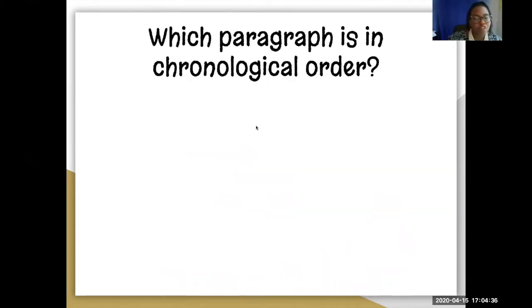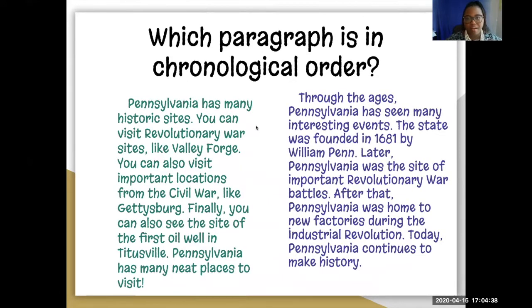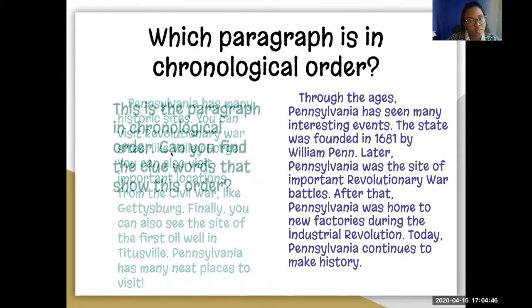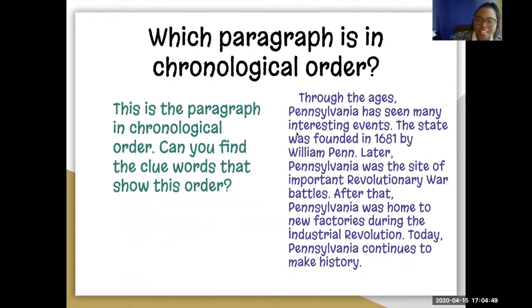The next one, you first had to figure out which of these two paragraphs was in chronological order, okay? I hope you chose this one. This one has some chronological order words and terms to help us figure that out. And we have our clue words, our transitional words, to help us figure that out. I hope you chose these. So we have through the ages, that has something to do with time. 1681 is a date. Later, after that, and today are all clues to tell us why this is chronological order.